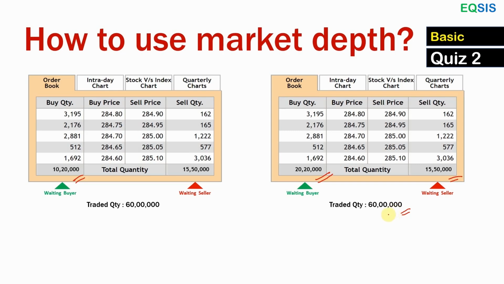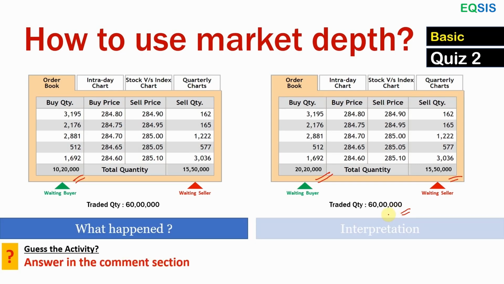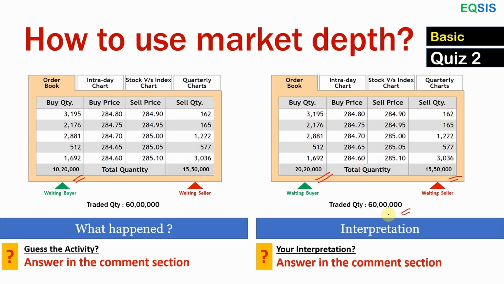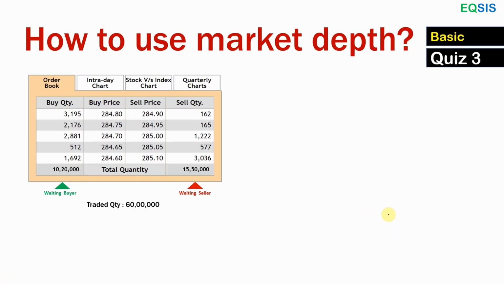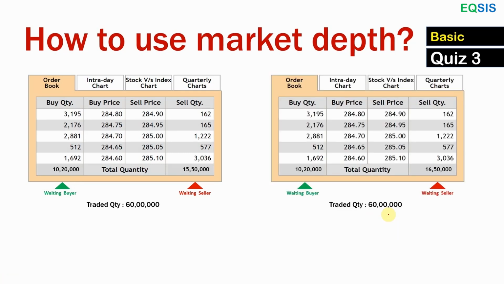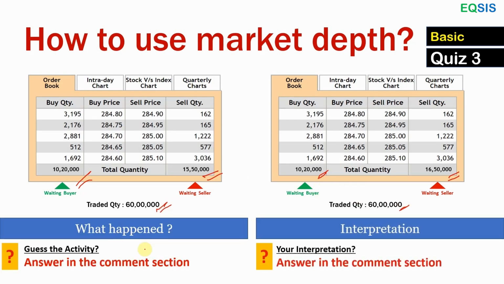I've given you a clue, but I just want you to understand it and start writing it in your comment section. So this time I'm not even going to give a clue for this. Try to understand. You have to look at this area, and this area, and this area, and this traded quantity, and first write what might have happened in the comment section and make your interpretation.